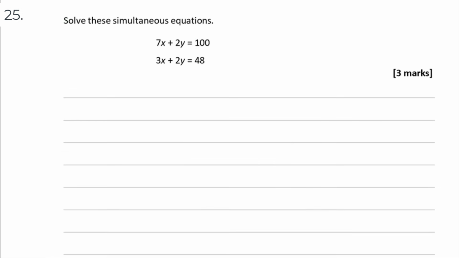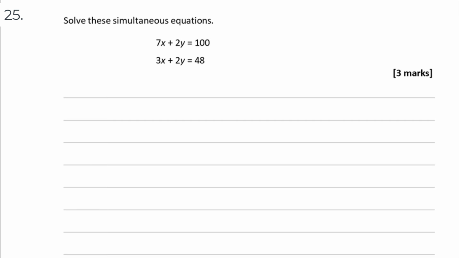Solve these simultaneous equations. I've got 7x plus 2y equals 100, and I've got 3x plus 2y is equal to 48. Now you actually know 3 methods for solving simultaneous equations for your GCSE exams, or you should know 3 methods. You've got solving by elimination, solving by substitution, and solving graphically. So no graphs here, so it's definitely not that one. So are we going to eliminate, or are we going to substitute here? Well, when you've got 2 linear equations and they're all nicely lined up like this, the easiest way to solve them is by elimination.